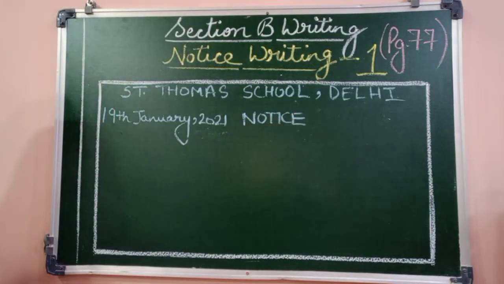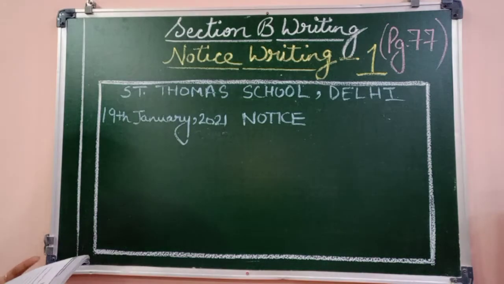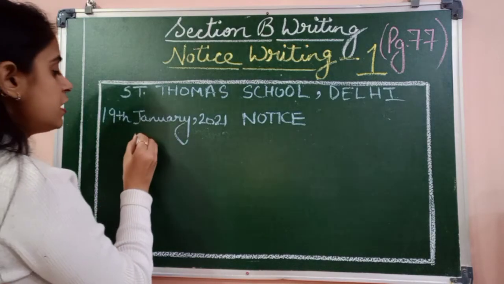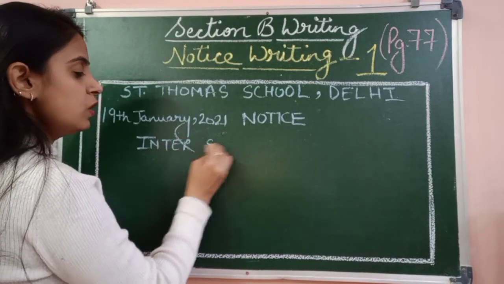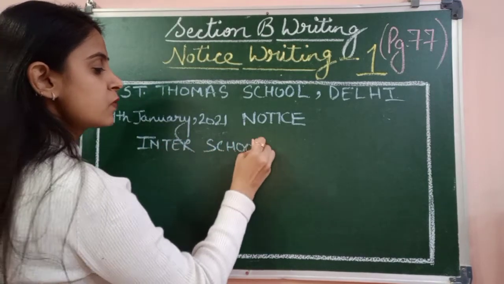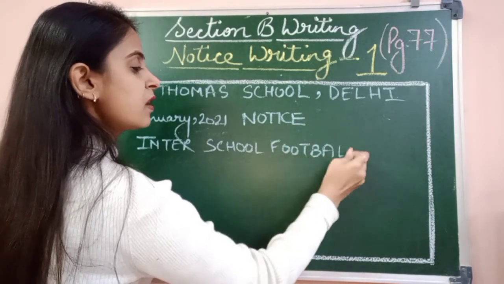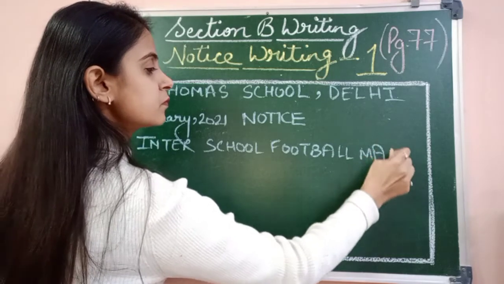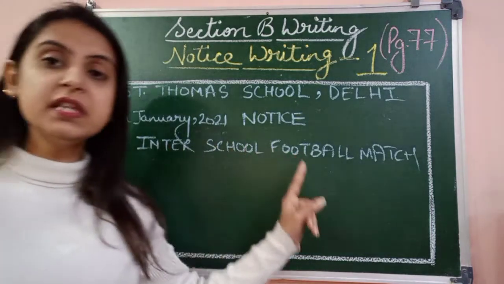Okay, then again we leave one line and here we write the heading. So what is the event about? It's about an inter-school football match. So you can mention here INTER-SCHOOL FOOTBALL MATCH. Right? Now children, see that everything I have written in capital.